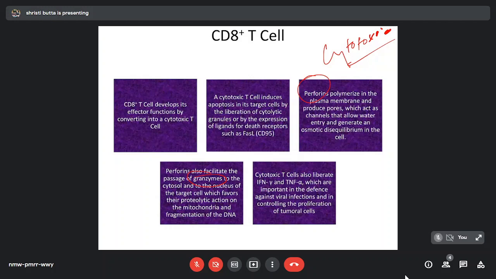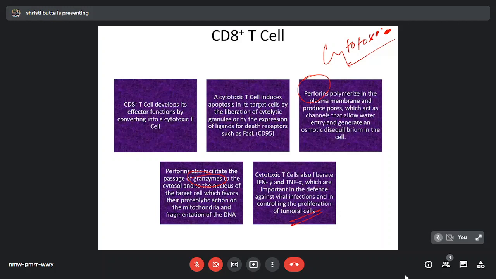These cytotoxic T cells also liberate interferon gamma and TNF alpha, which are important in the defense against viral infections and in controlling the proliferation of tumor cells. So besides the antiviral action that it has, it also is cytotoxic to the tumor cells.